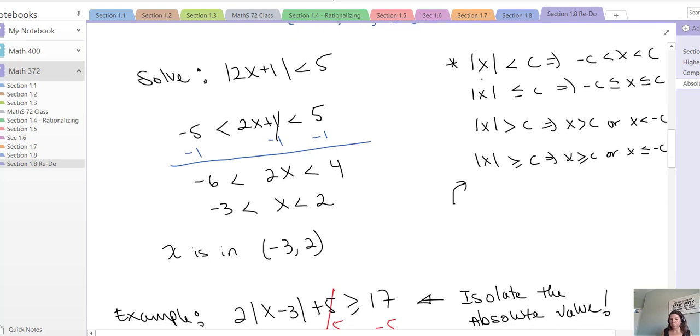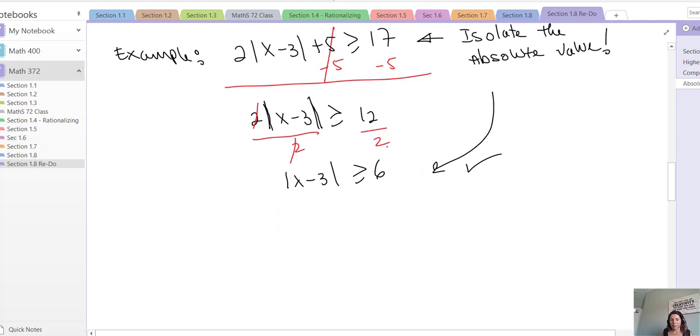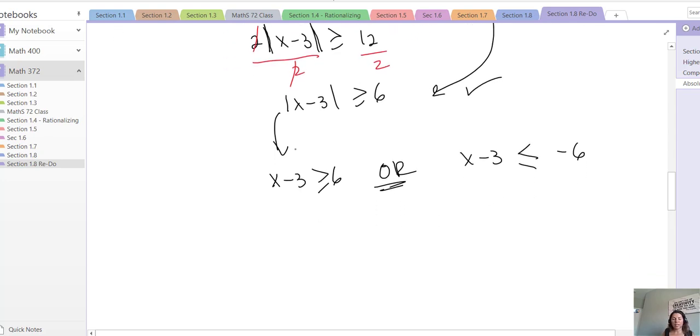Now I know that I wrote the properties with just x, but it essentially applies to anything inside the absolute value. So my first case is going to be, leave it as it is, right? So it's going to be x minus 3 is greater or equal to 6. Or, this is my second case, x minus 3. Now I'm going to do the negative case, negative 6, but with an inequality, we have to flip the sign.